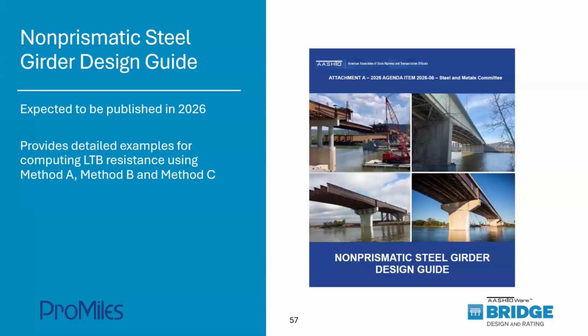I'll make one final note here. There is a non-prismatic steel girder design guide expected to be published sometime next year. It has numerous detailed examples for how to compute the LTB resistance using each of Method A, Method B, and Method C. It will be a great resource once that is available.